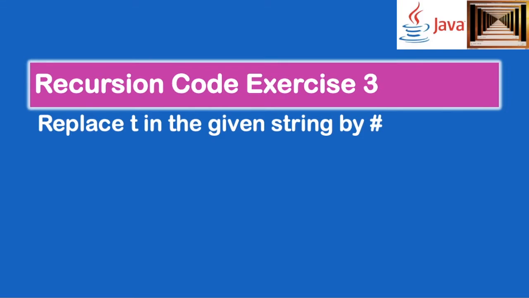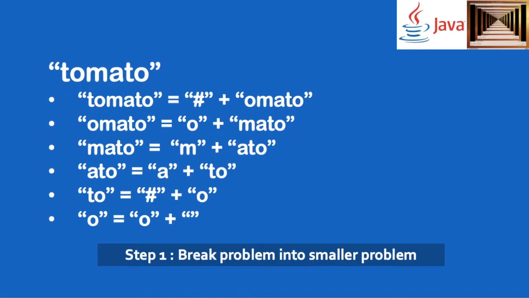Replace t in the given string by hash. So all the occurrences of t in the string should be replaced by hash. So again, if we look at our example for tomato, tomato can be written as hash plus omato, so the t is getting replaced by hash. Similarly, omato, the first character is o, so that remains the same, plus mato. So that is how this problem is being broken down into a smaller problem. Mato is equal to m, the first character, plus whatever we will do for ato, and so on.